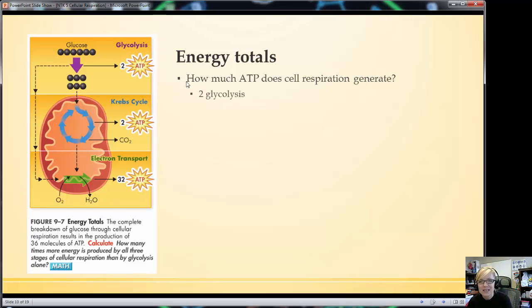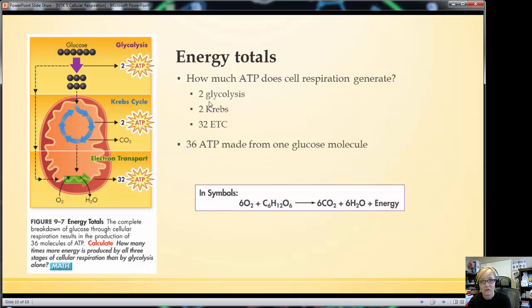Well, we said 2 is coming from glycolysis, and we know 2 is also coming from Krebs, and then we know where our big money's at down there in the electron transport chain: we get 32 ATP coming from that ETC. And so how much total? 36 ATP are made from one glucose molecule. Yes, you will need to know that number, so make sure you're studying that and you know the breakdown of how many are coming from where.